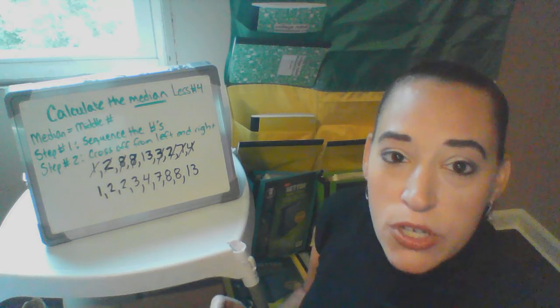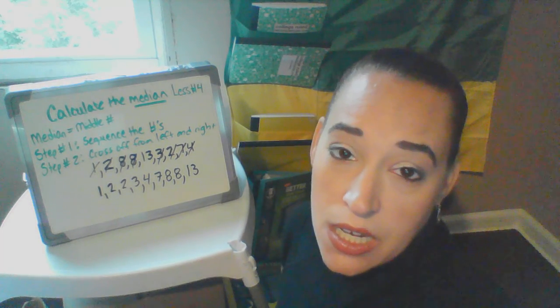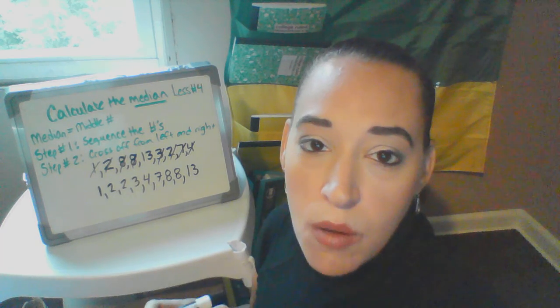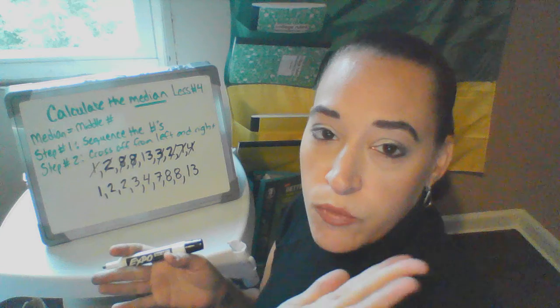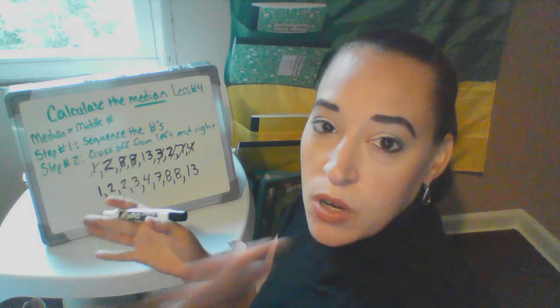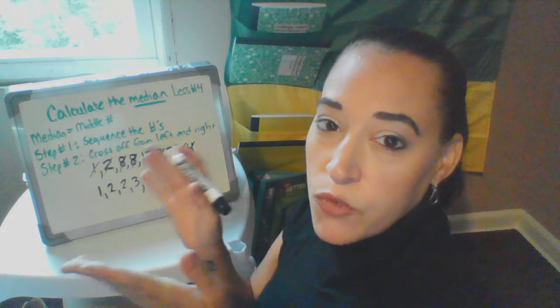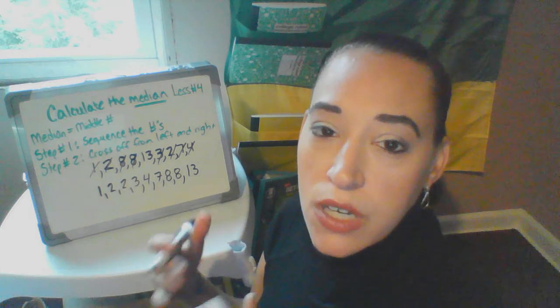So now that your numbers are sequenced, remember we're looking for our middle number. So the next thing you're going to do is you're going to cross off one from the right, one from the left, one from the right, one from the left, one from the right, one from the left, until you get to your middle number.